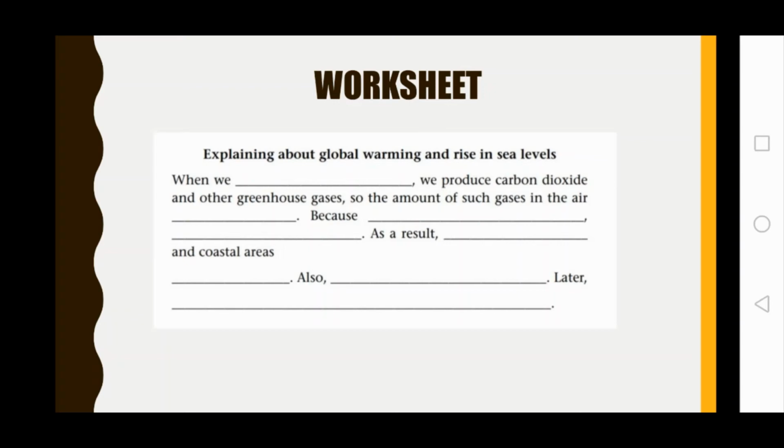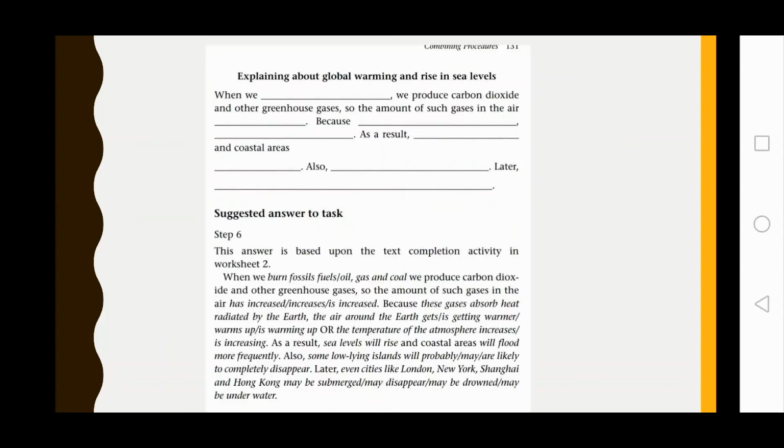Then we can find a worksheet. It is a version of text number 3 without most of the nominalization, but still has some skeleton in order to guide the students. After students read and understand text number 3, they are going to make an attempt to fill in the gaps with an everyday language of global warming and rise in sea levels. And these are the answers, or possible answers.